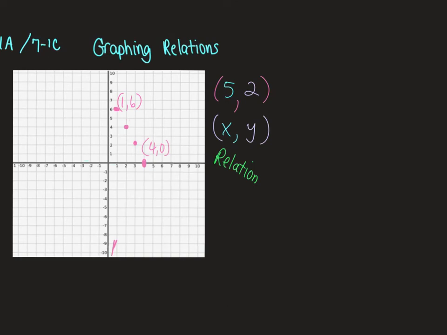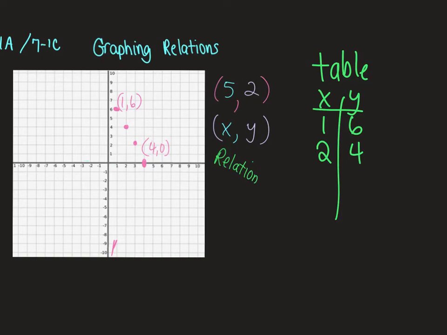We should also talk about a table. A table is just fancy for saying we're going to have a chart. And I'm going to have an x and a y, and I'm going to make a table for this relation. So one of my ordered pairs is at 1, 6. Another ordered pair is at 2, 4. Another ordered pair is at 3, 2. And our last dot is at 4, 0.